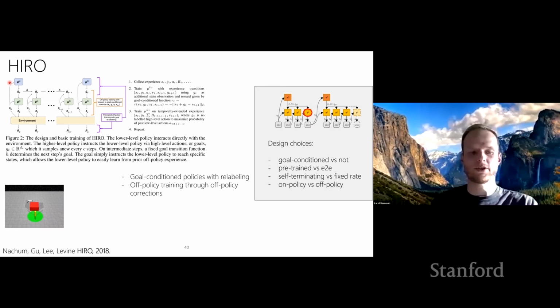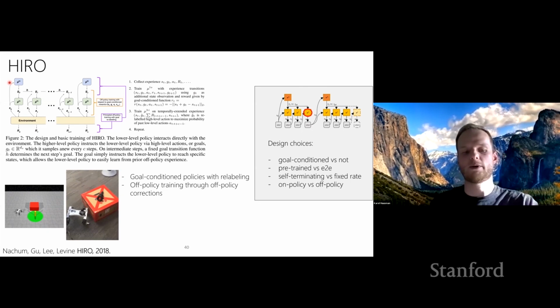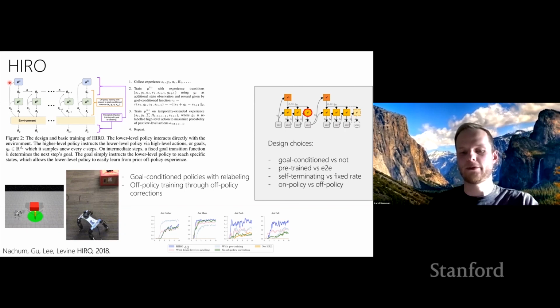And then here are a few results. So here is a robot that learns how to push this block to a goal location. And they also perform, in the follow-up paper, similar tasks on the real robot. And they show how their algorithm is able to beat most of the baselines.